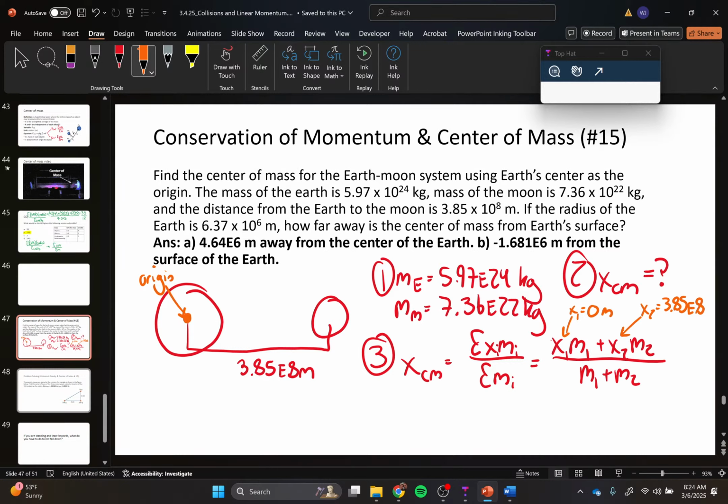It is not the center of the... Oh, and this is what they both orbit around. The center of mass is what both objects actually orbit around, which is kind of cool.